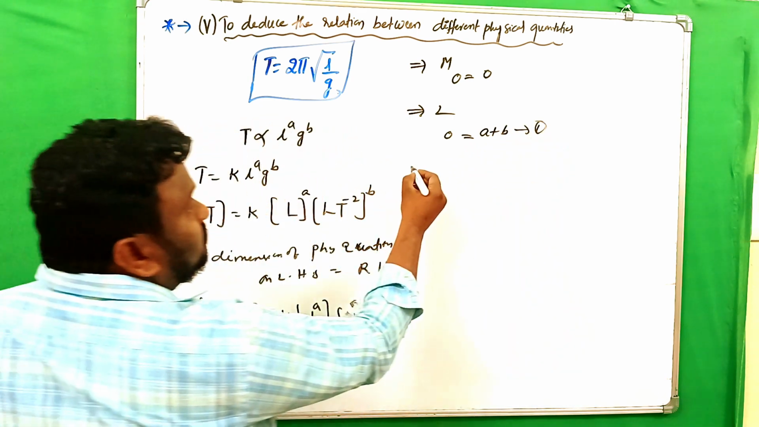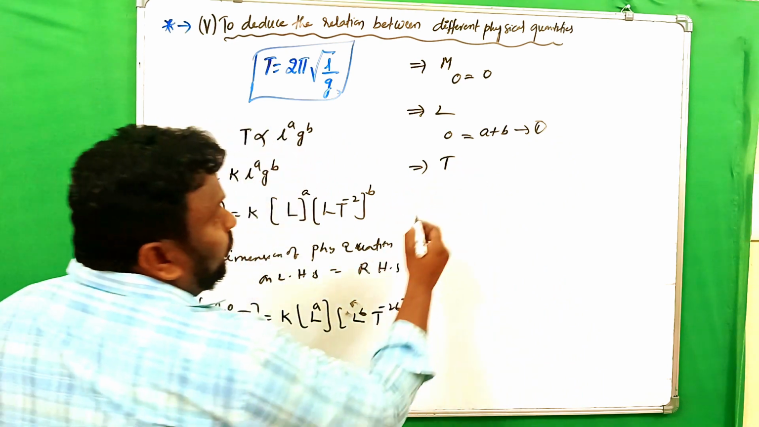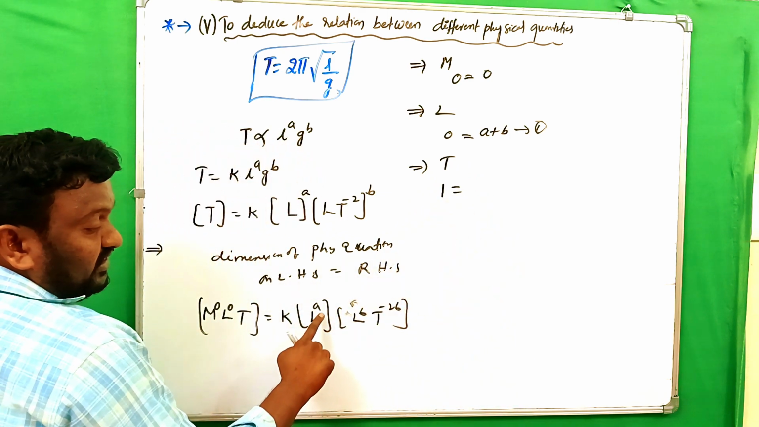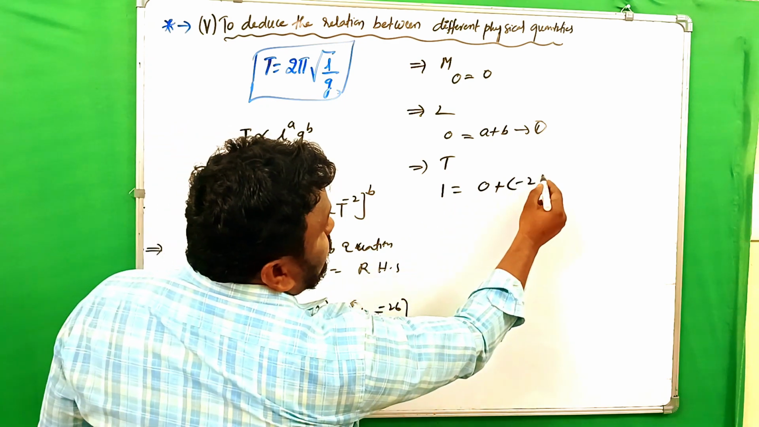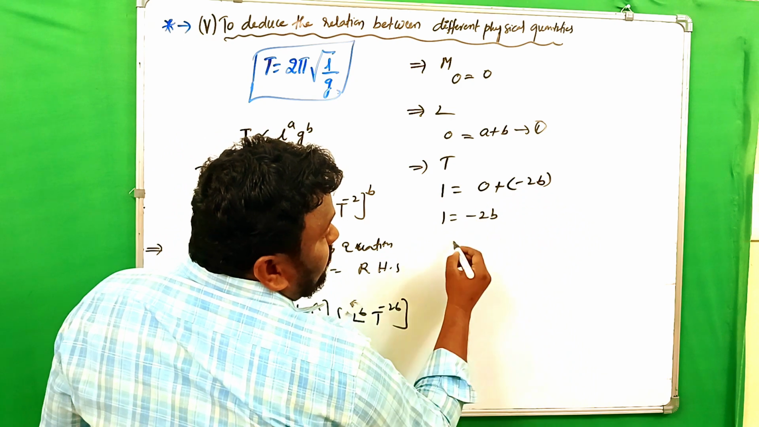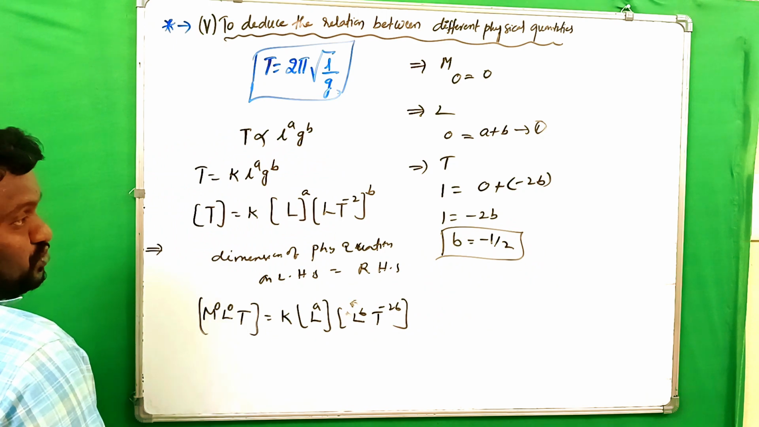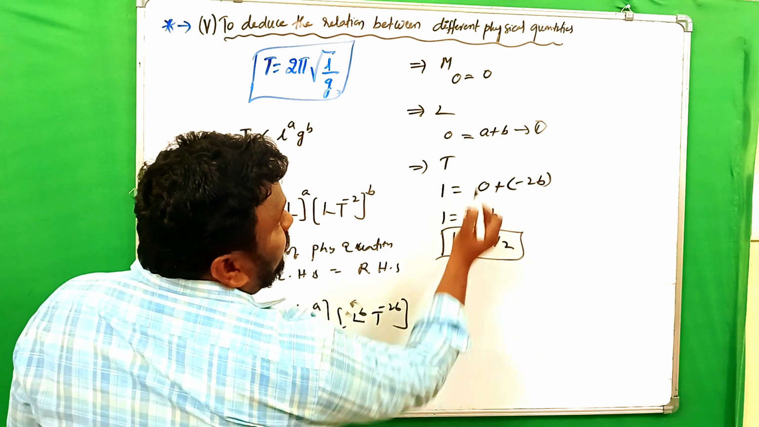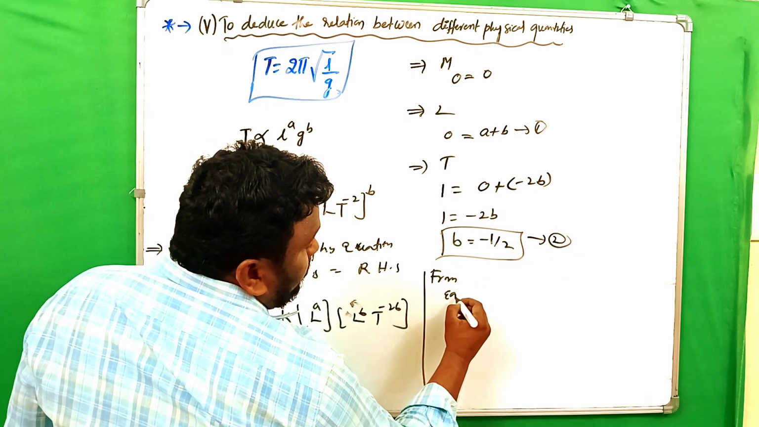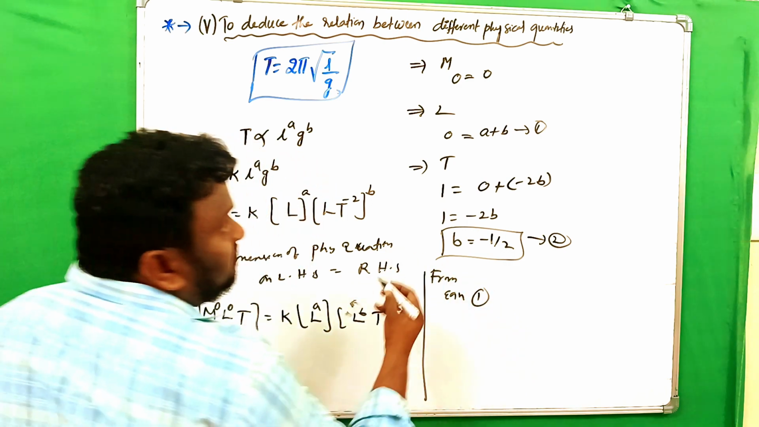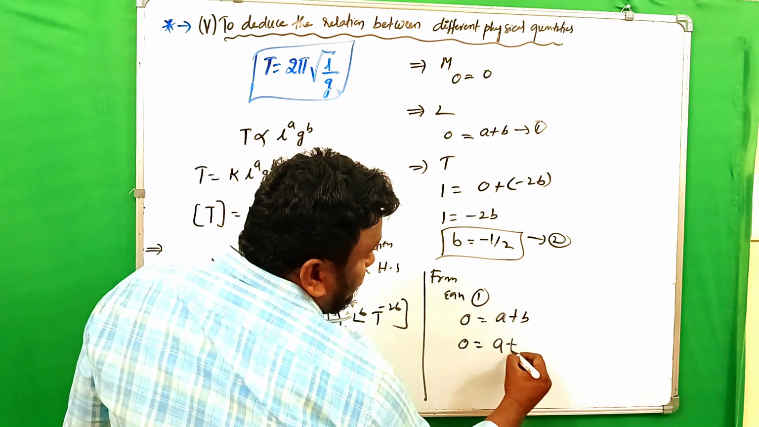And now comparison of dimensions of T on both sides. Here T is there, that means 1 equals, here nothing is there, 0, plus minus 2b is there. So 1 equals minus 2b, and b equals what? Minus 1 by 2. b equals minus 1 by 2. Clear? Now substitute this b value in equation number 1. Call it equation number 2. From equation number 1, what do you write here? 0 equals a plus b, and 0 equals a, b value is what? Minus half.